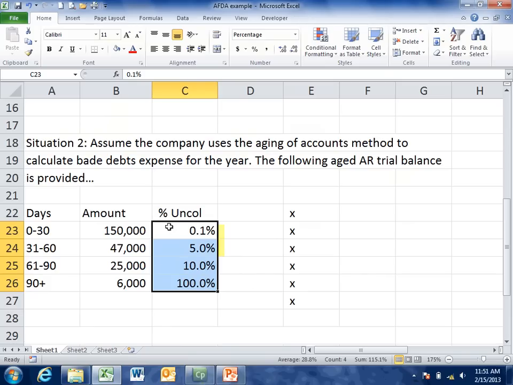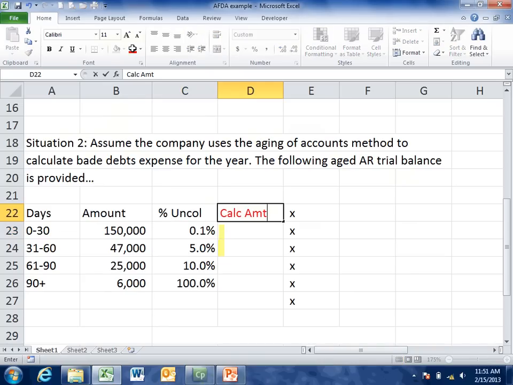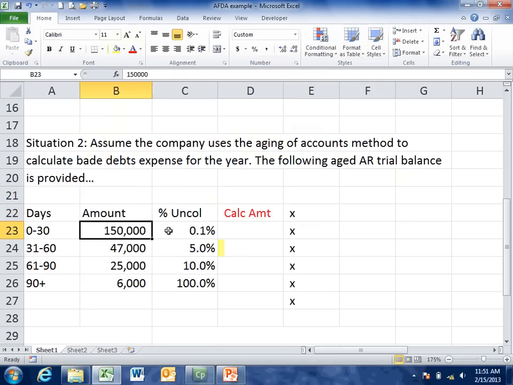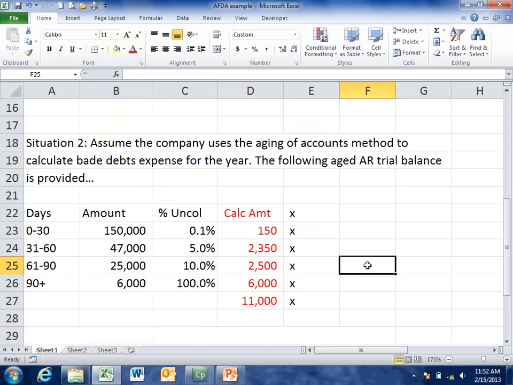So your responsibility, and you guys as accountants, your first instinct is going to be like, oh, I've got two numbers here, I'm going to start calculating. And that's totally fine. The number that you're calculating, okay, it's not necessarily bad debts. I'll just call this the calculated amount, okay? We're going to take 150,000 times 0.1%. And again, that's 0.1%, so that's 0.001. That's $150. 47,000 times 5% is equivalent to $2,350. 25,000 times 10% is $2,500, and 6,000 times 100% is obviously $6,000. So when I add all those up, I get to $11,000.